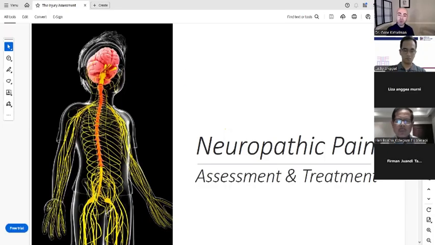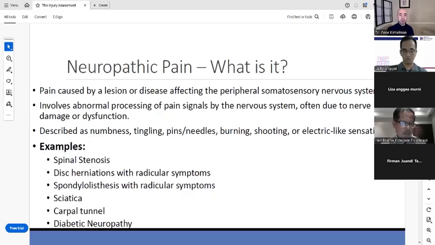So next, we move on to neuropathic pain conditions. All right. So neuropathic pain is pain that is caused by a lesion or disease, or initially injury, affecting the peripheral somatosensory nervous system. So it involves abnormal processing of pain signals by the nervous system, often due to nerve damage or dysfunction. Typically described as numbness, tingling, pins and needles, burning, shooting, or electric-like sensations. So here are examples that you're going to see in a typical orthopedic practice for neuropathic pain.